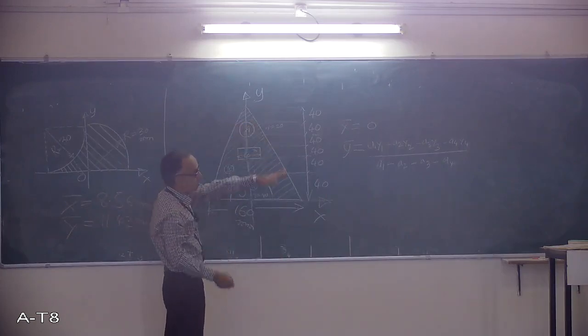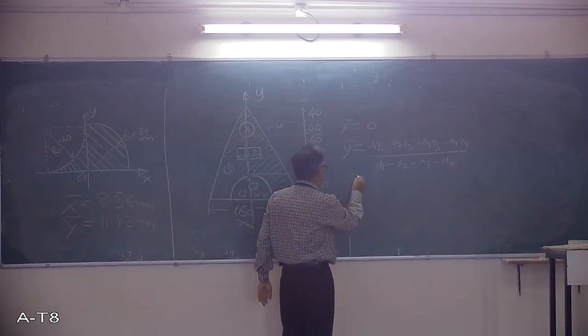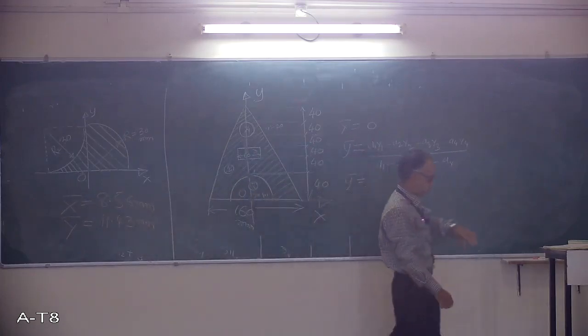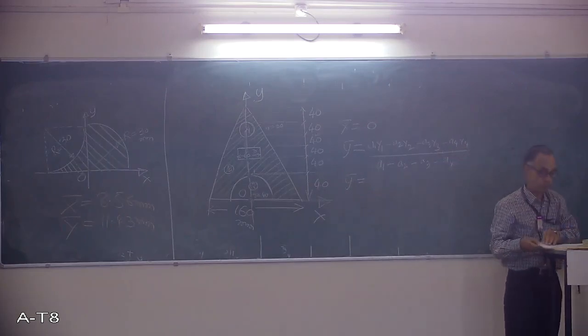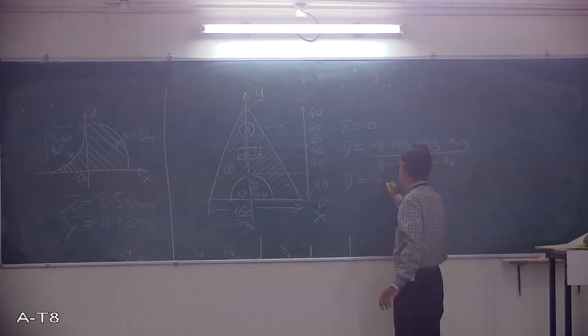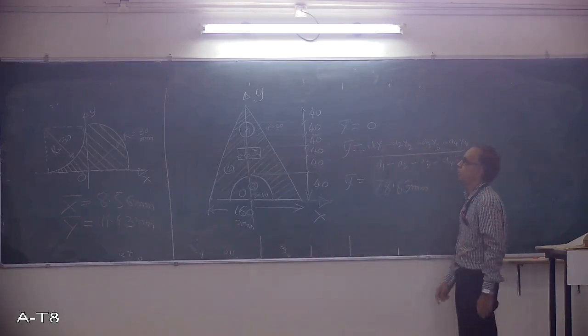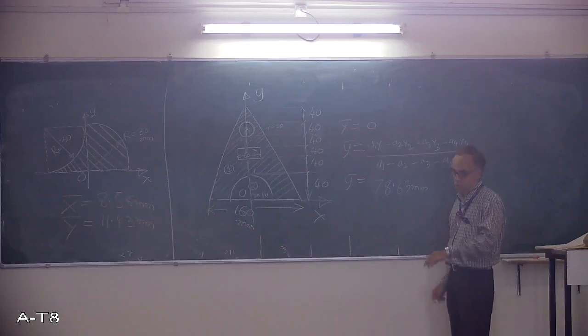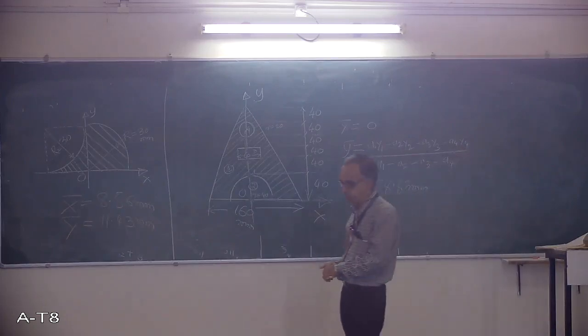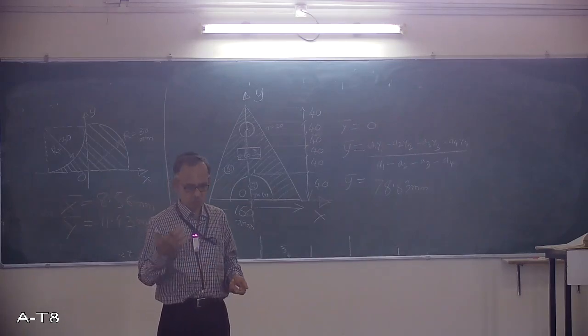Similarly, you can calculate A1, A2, A3. Put the values. I tell you what y bar is, but just try it at home. Y bar we are getting 78.83. So this is the way we have to try. Whatever problems I have given here, just try them at home. Once you try at home, you will be able to understand.